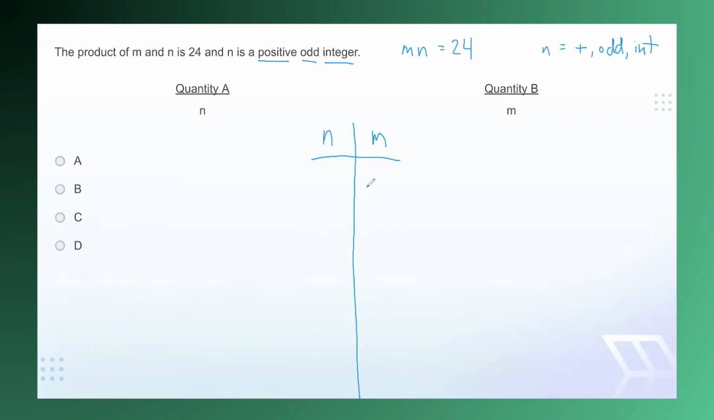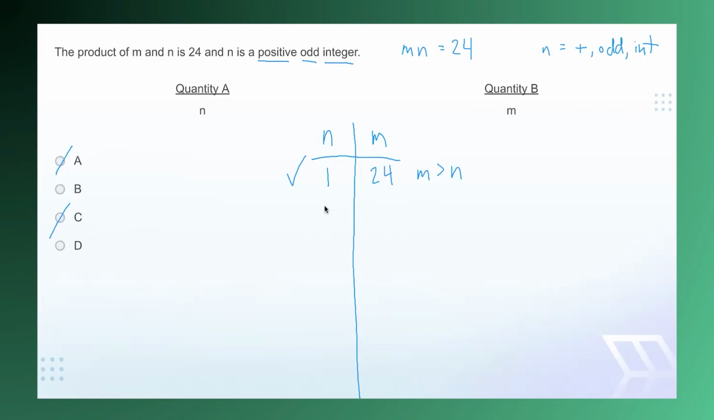Okay, so I will start with factor pairs, right? My first one would be 1 and 24. So 1 is a positive odd integer, which means that this is a possible value for n, which means that this is a valid set of values for m and n. In this case, m is going to be greater than n, 24 is greater than 1, which means that quantity B is going to be greater than quantity A. This means that we can rule out answer choice A, quantity A is greater than quantity B, and answer choice C, the two quantities are equal.